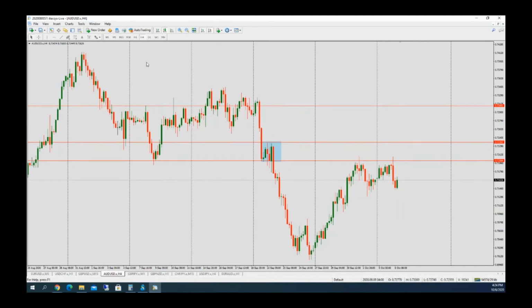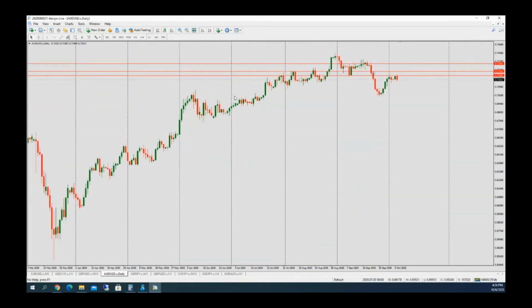Any resistance and support on the chart, if you take a good look on the left, you'll see that originally it was a supply or demand. For resistance, you will probably find a supply on the left, and for support, you will probably find a demand on the left. Okay, let's try to find another one.